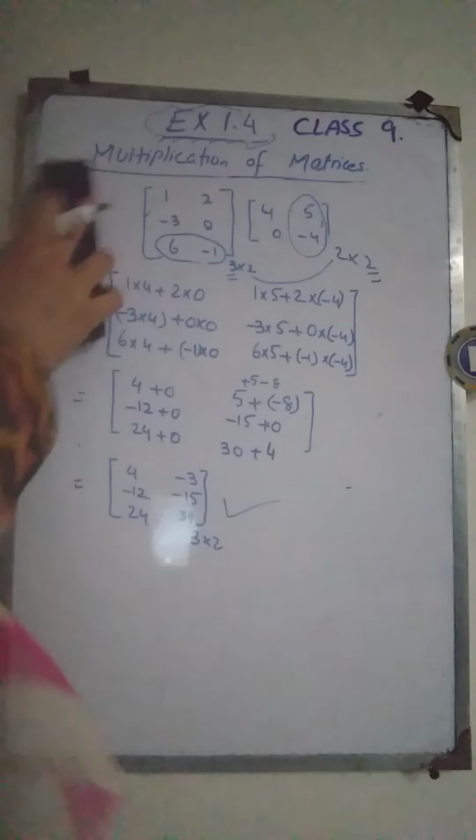Question number 4, part B, they have asked for some more multiplications. We are given the matrices 1, 4, 2, 5, 3, 6, and it is to be multiplied with the matrix 1, 2, 3, 4, negative 1 and 1.